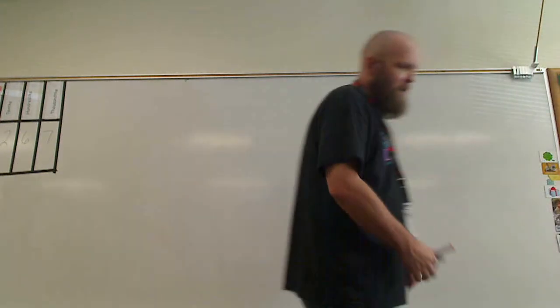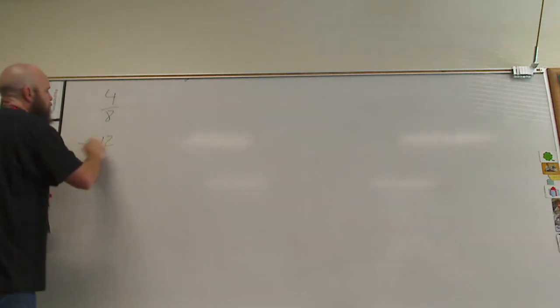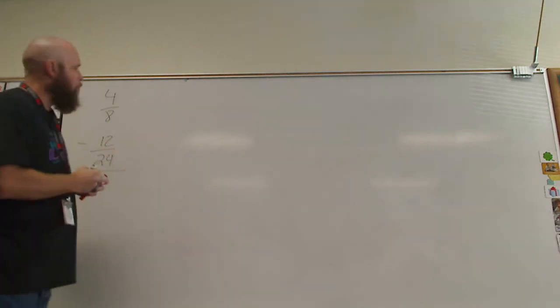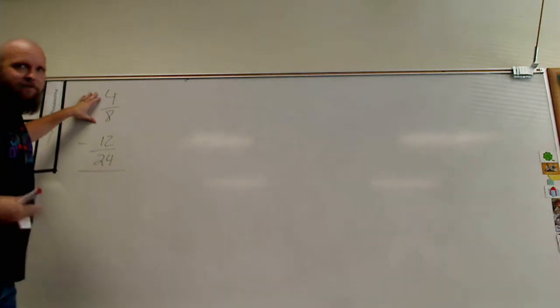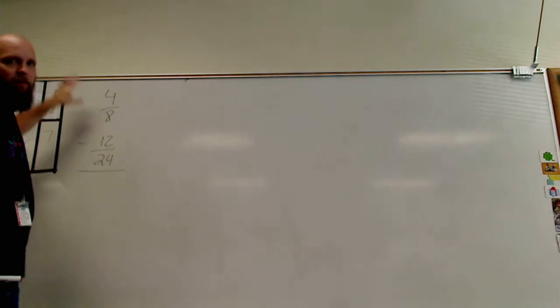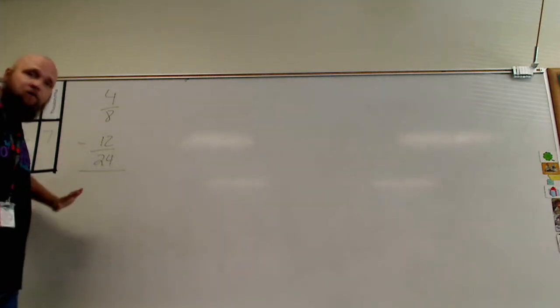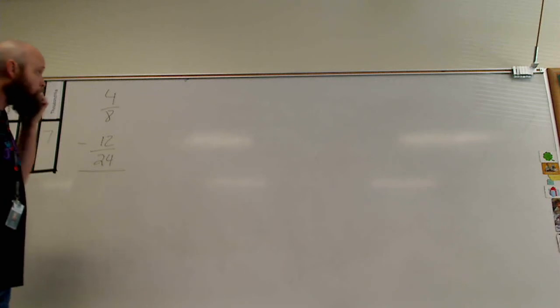Let's look at 4/8, subtract 12 over 24. Again, think. 4/8 is less than 1. And I'm subtracting something from that. My answer has to be less than 1. Okay? If I get an answer that's greater than 1 or equal to 1, I've done something wrong.